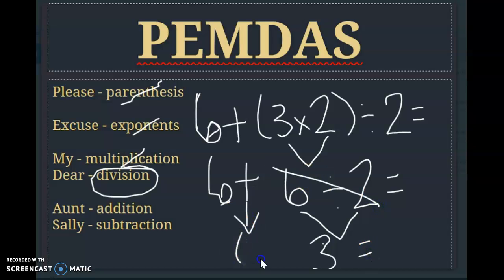So I'm going to bring this stuff down. Now I have 6 plus 3. And now I'm just going to solve it like normal because I don't have any other operations. So 6 plus 3 is 9. So the value of this expression, 6 plus (3 times 2) divided by 2, equals 9.